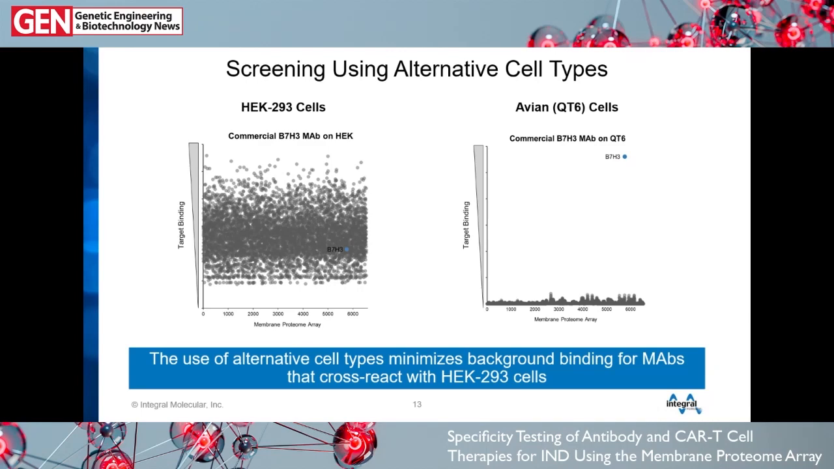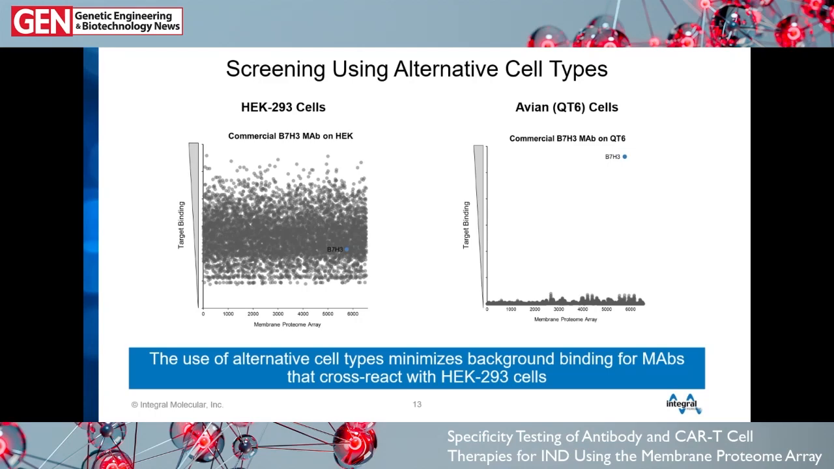For example, screening an antibody against B7H3 results in high background levels because B7H3 is endogenously expressed on HEK cells. In these situations, the HEK cell data is unusable, but we can pivot over to a different cell line called QT6. QT6 are quail cells, and the benefit of using them is that they are evolutionarily divergent from mammalian cells to the point that we can greatly decrease background levels. And as you can see on the right-hand graph, now we can easily distinguish the B7H3 binding. The MPA is the only specificity testing platform to offer an alternative cell line for screening, and we have been able to rescue many projects that otherwise would not have been completed due to background issues in HEK cells.